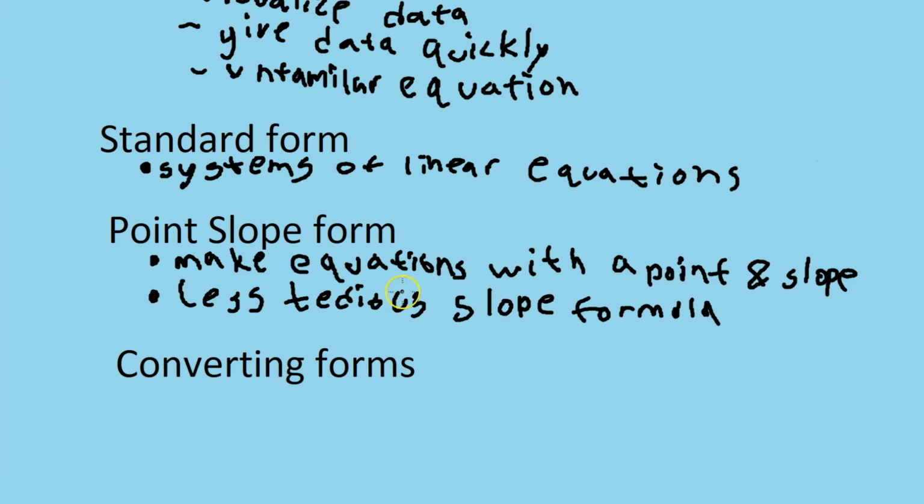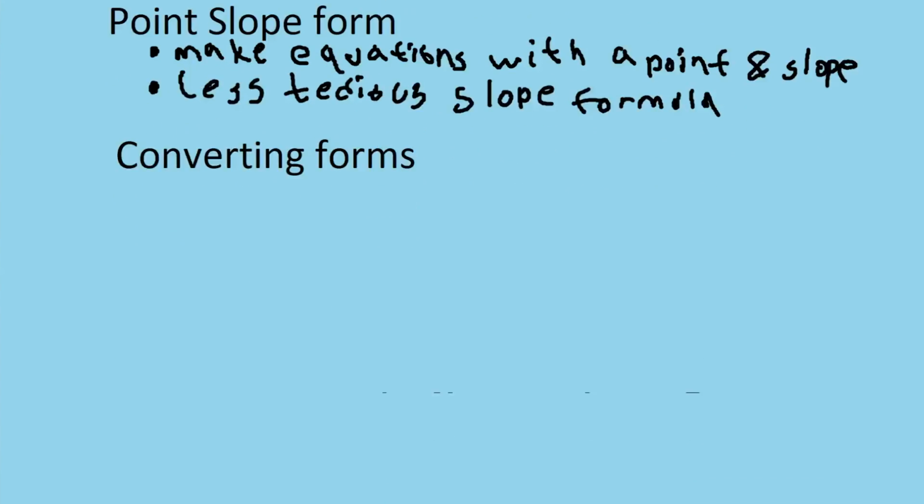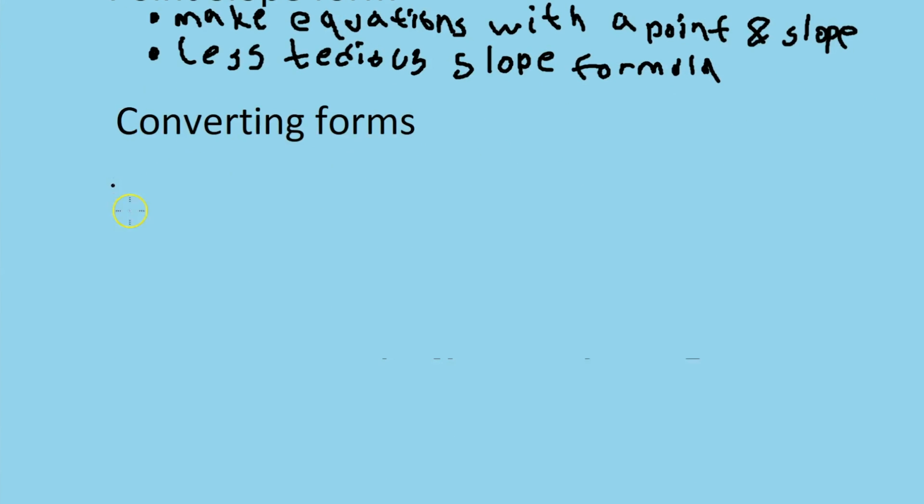And since we have a little lack of room here, I will encourage you guys to try it on your own. Try finding the y-intercept with the slope formula and with point-slope form. Anyway, moving on, we're going to talk about converting forms as well.